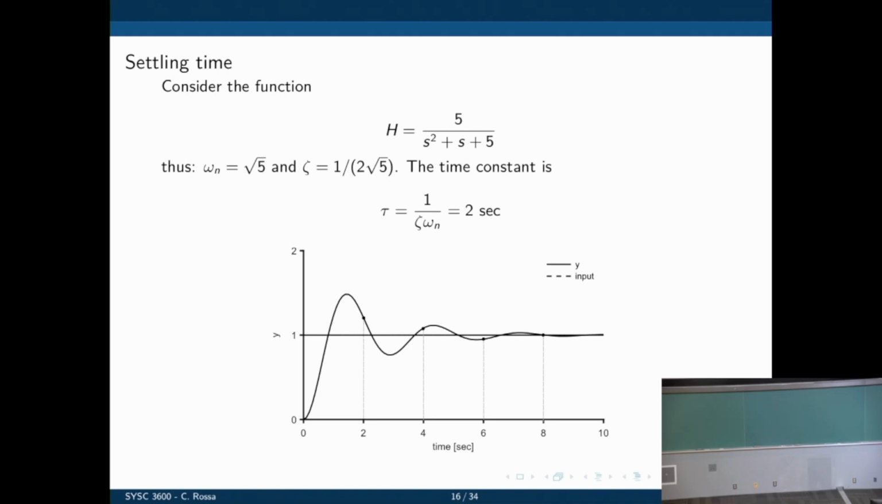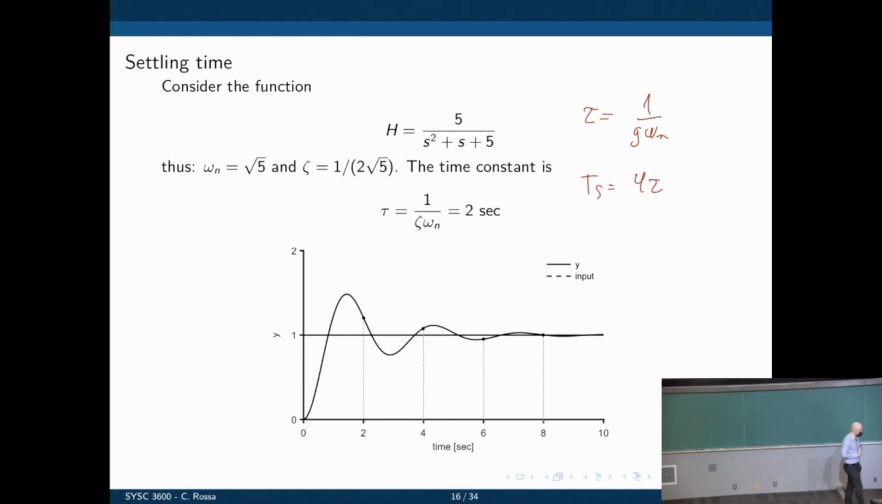Here is one example. This function here is a second order function. If you find the damping ratio, you see that it is smaller than 1, so this is an underdamped system. When we find zeta and omega n through the values that we saw here, we can calculate the time constant, which is 1 over zeta omega n. According to the calculations we did before, the settling time is 4 times tau, 4 times the time constant, which means 4 times 2, 8 seconds, is how long the system is going to take to stay within 2% of its final value. Let's see if that is the case.